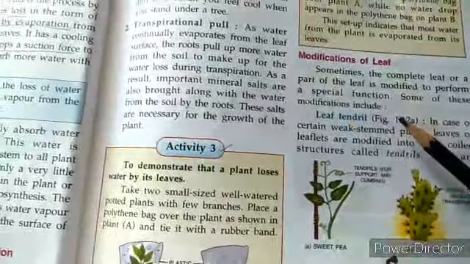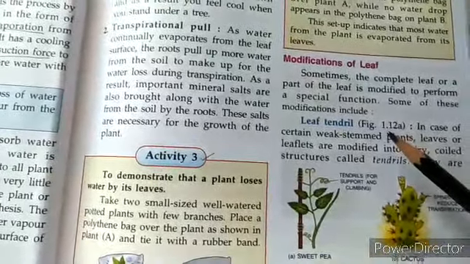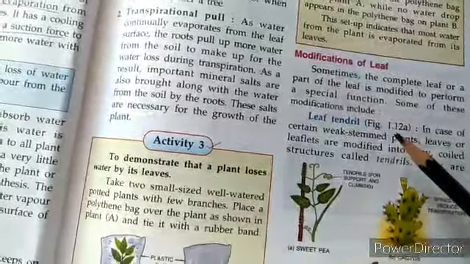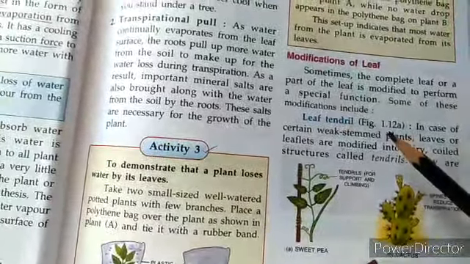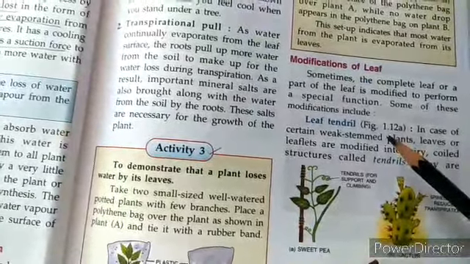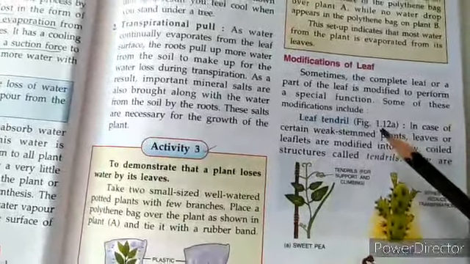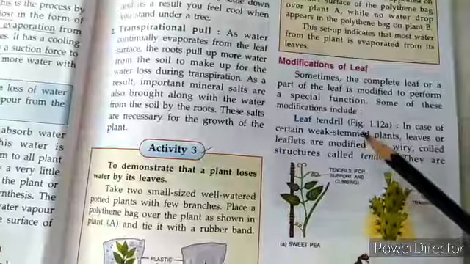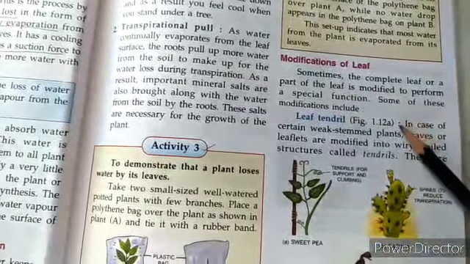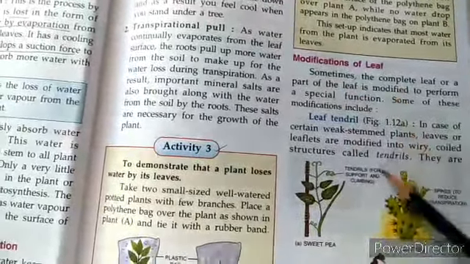Now we know in different situations or different habitats, the plant has to adapt so that it can survive and be successful in that particular habitat. And to make sure that it will survive, it has to adapt. And for adaptation, it is necessary that certain modifications are made in the plant. So today we are going to study about the modifications of leaf.